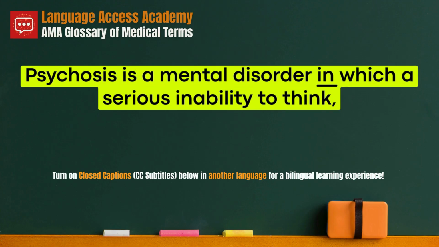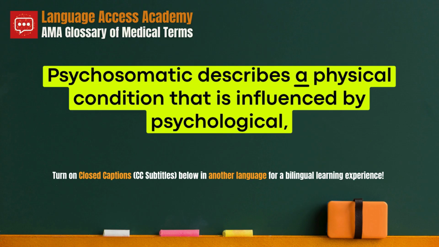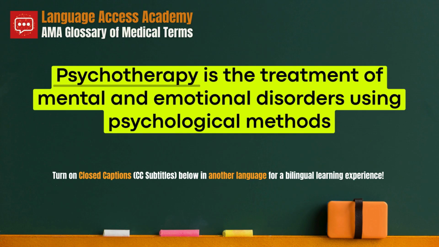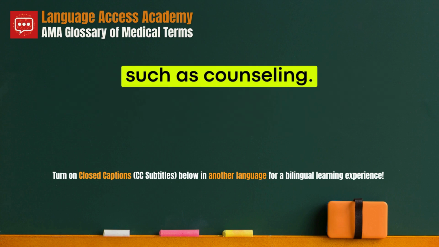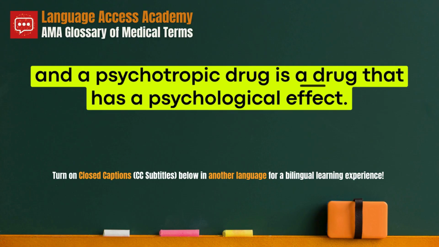Psychosis is a mental disorder in which a serious inability to think, perceive, and judge clearly causes a loss of touch with reality. Psychosomatic describes a physical condition that is influenced by psychological or emotional factors. Psychotherapy is the treatment of mental and emotional disorders using psychological methods such as counseling. Psychotic simply relates to psychosis, and a psychotropic drug is a drug that has a psychological effect.